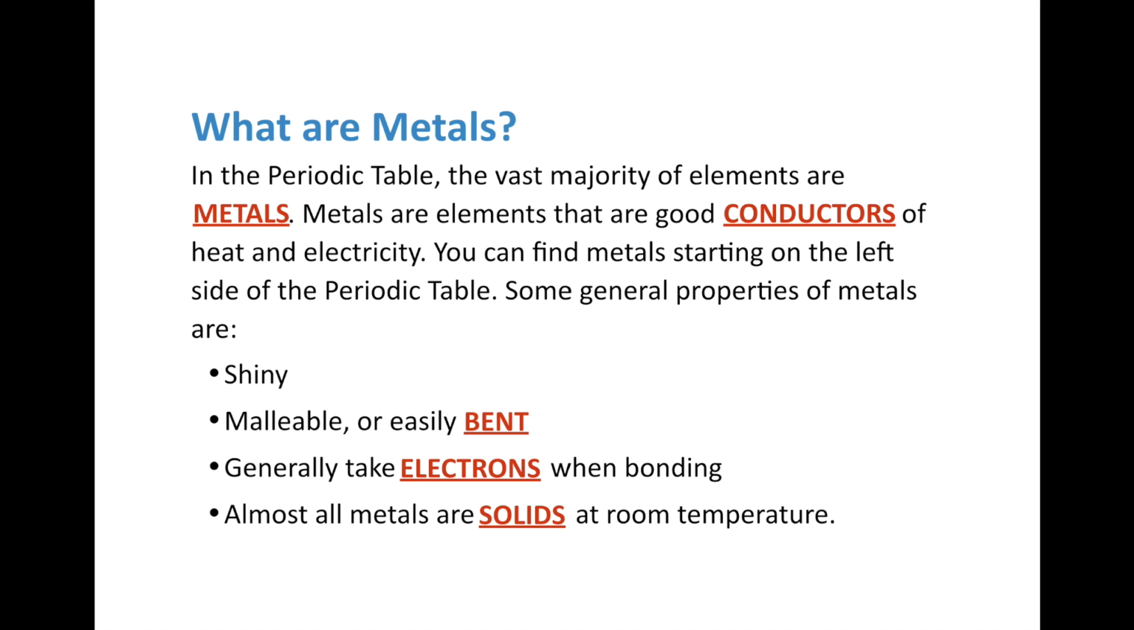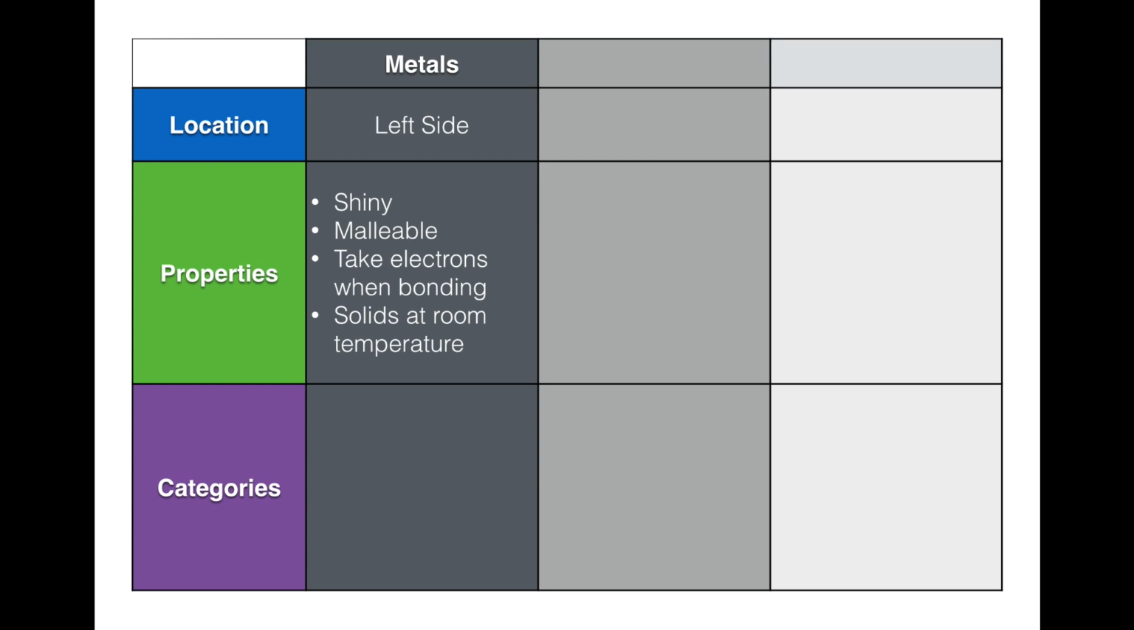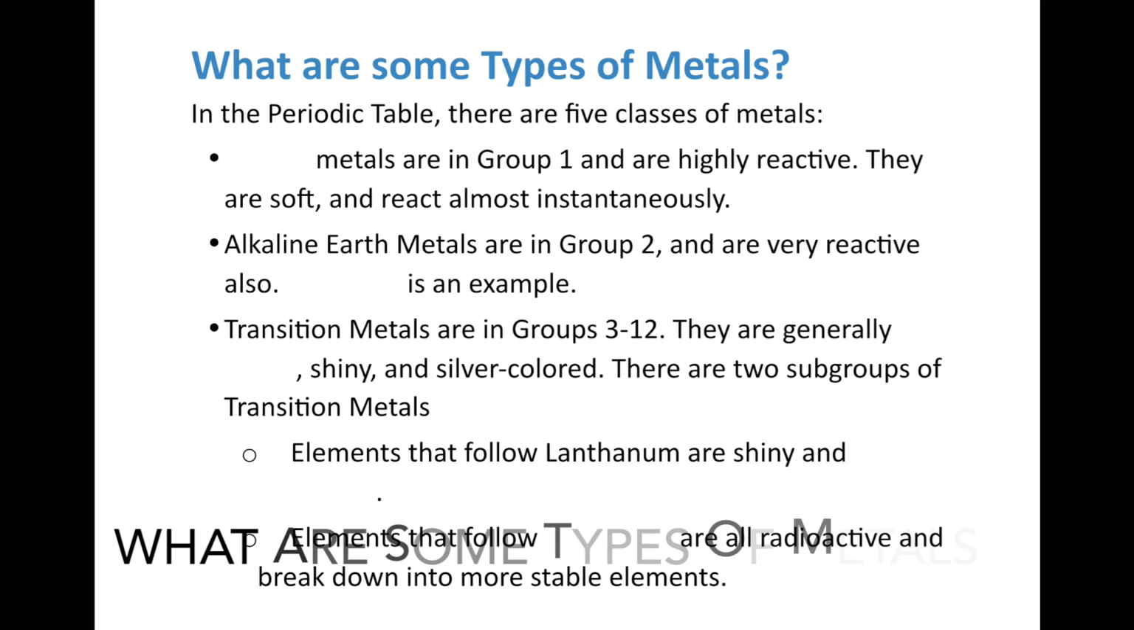So let's create a graphic organizer in order to organize all this information. Metals are on the left side of the periodic table. Like I said, they're shiny, they're malleable, they take electrons when bonding, and they're almost all solids at room temperature. We'll talk about the categories in a minute. So go ahead and set up your graphic organizer to look like this. You might want to pause right now in order to get this. I'm glad that you've created your graphic organizer.